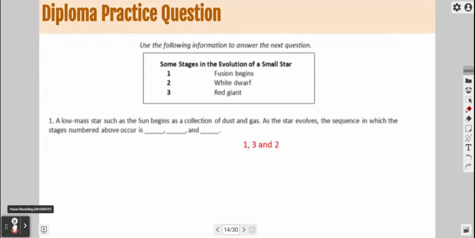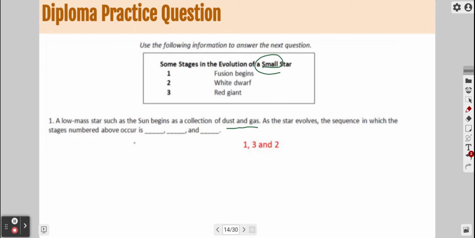So, diploma question. This is the kind of question you're going to get for diploma or from my unit tests. And it's more about what are the stages in these different stars. So in this question, some of the stages in the evolution of a small star, so we're talking like our sun: fusion begins, a white dwarf forms, and a red giant. So we have a low mass star such as the sun, begins as a collection of dust and gas, nebula. As the star evolves, the sequence in which the stages numbered above occur is.